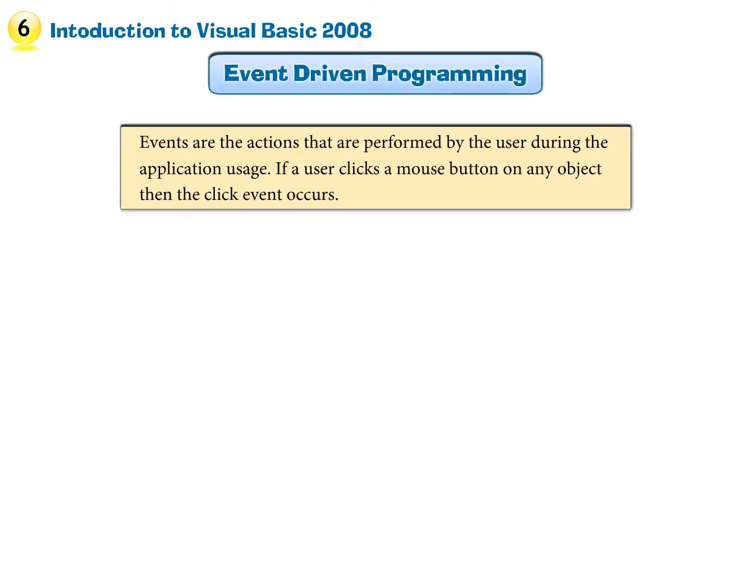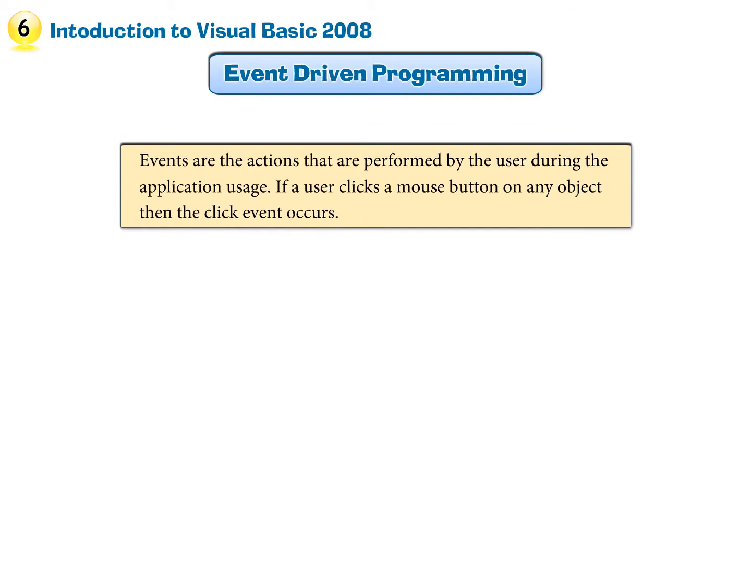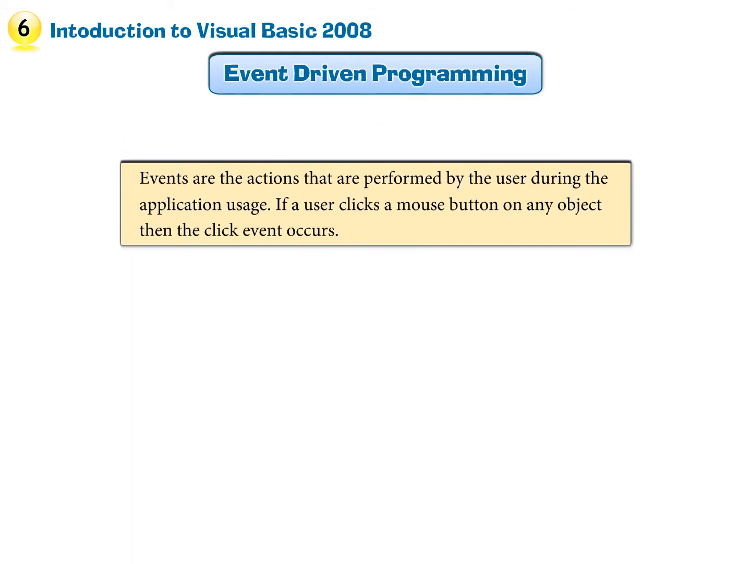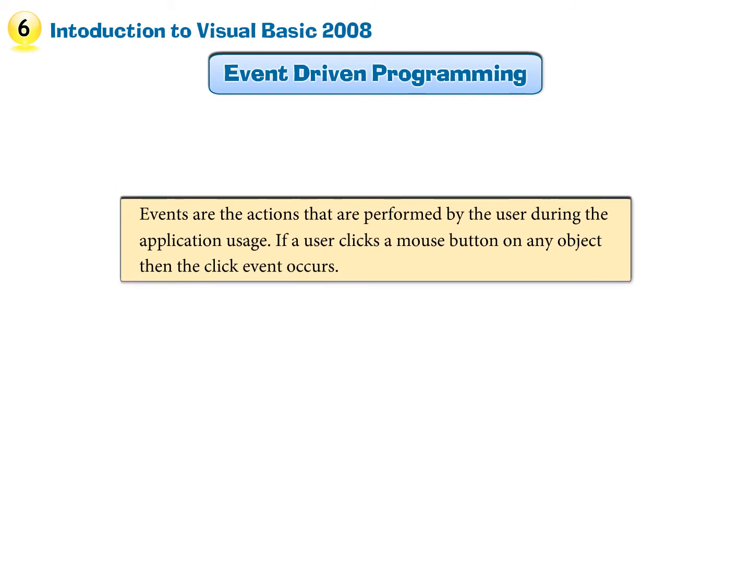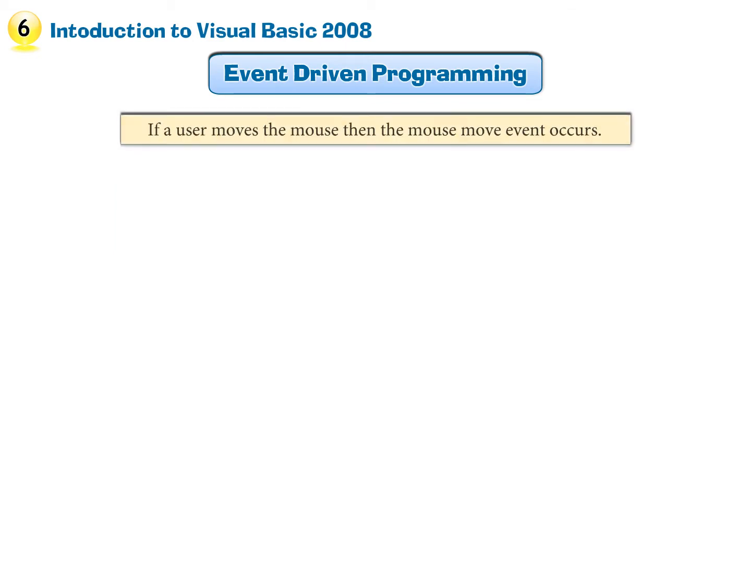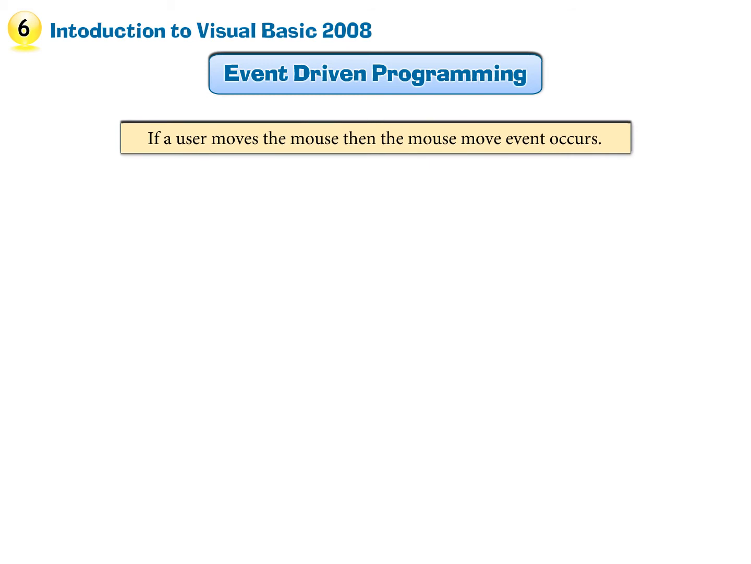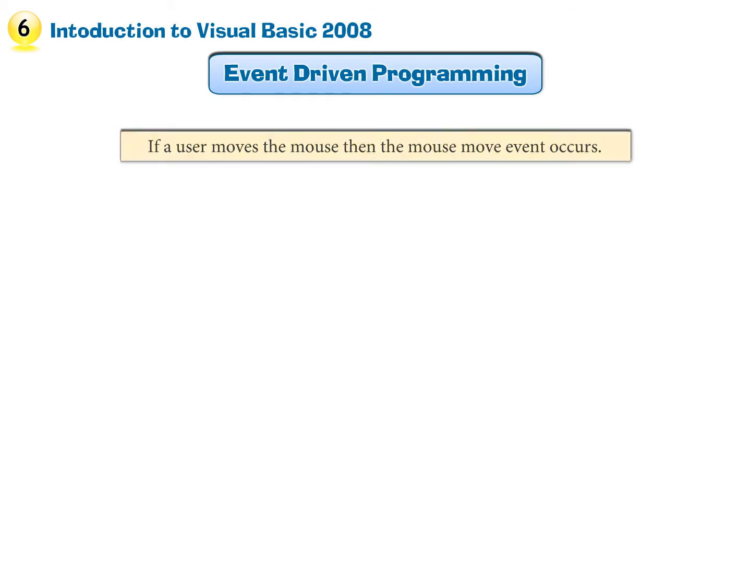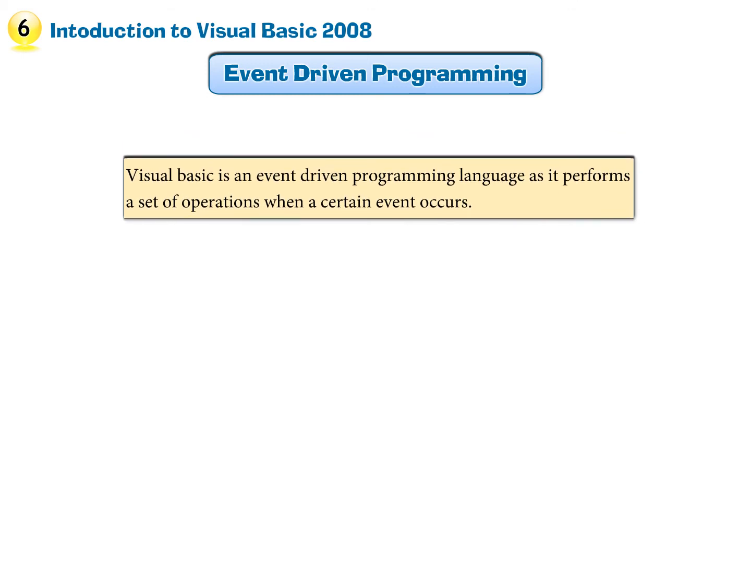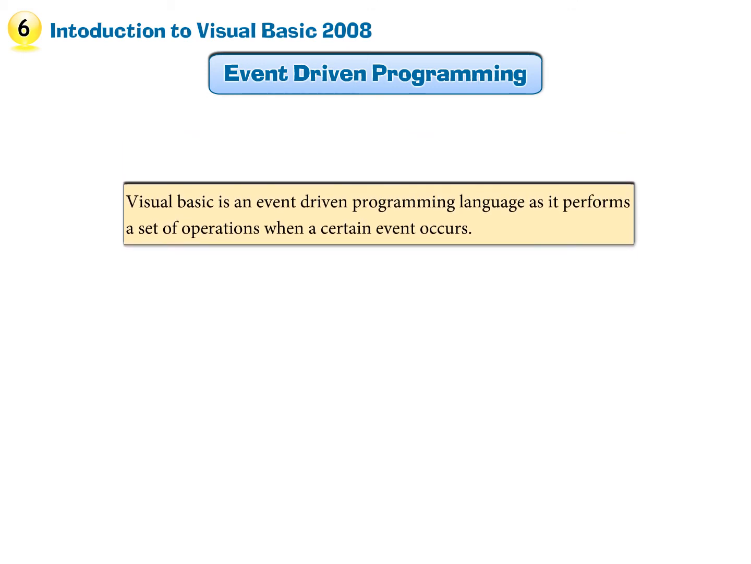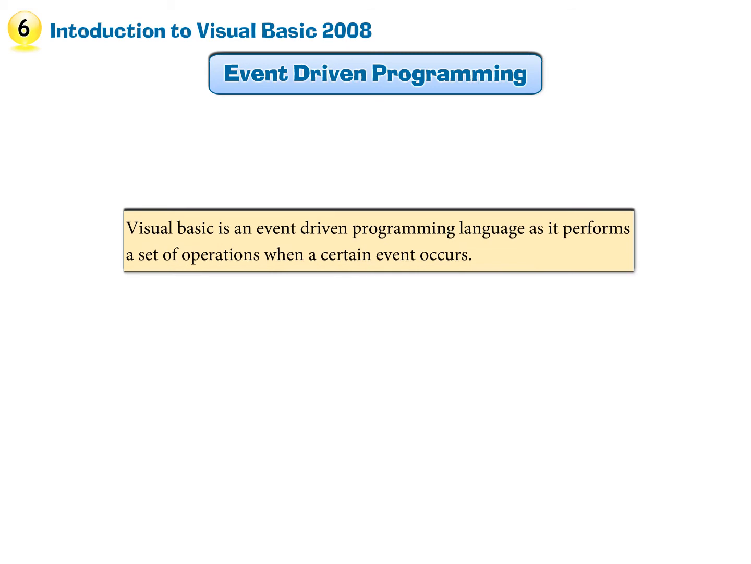Event-driven programming. Events are the actions that are performed by the user during the application usage. If a user clicks a mouse button on any object, then the click event occurs. If a user moves the mouse, then the mouse move event occurs. Visual Basic is an event-driven programming language as it performs a set of operations when a certain event occurs.